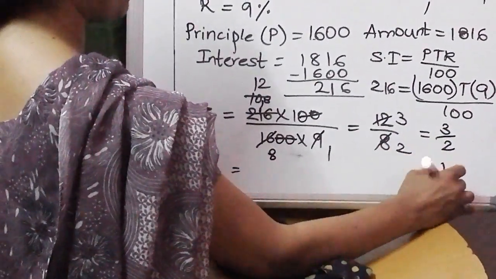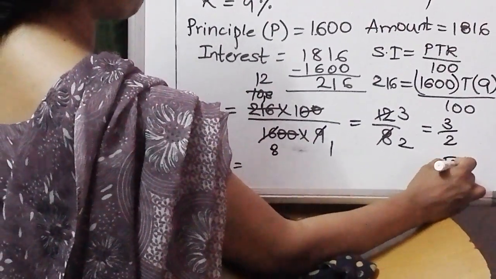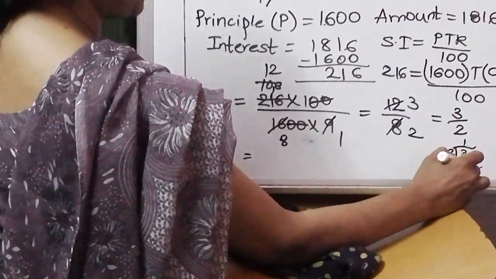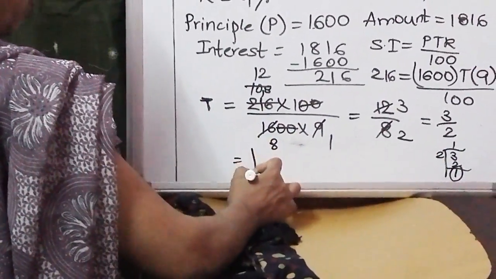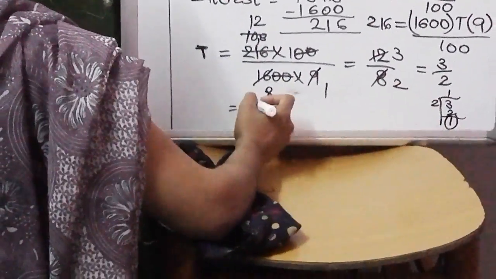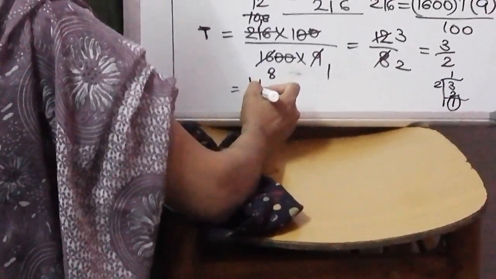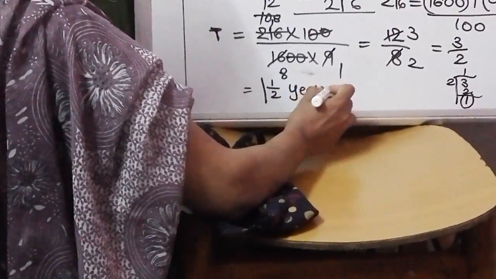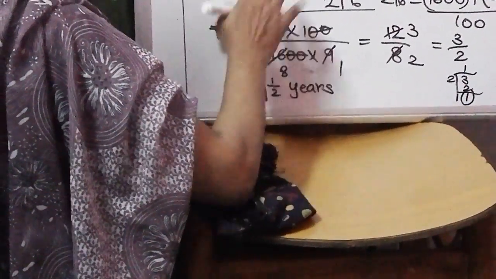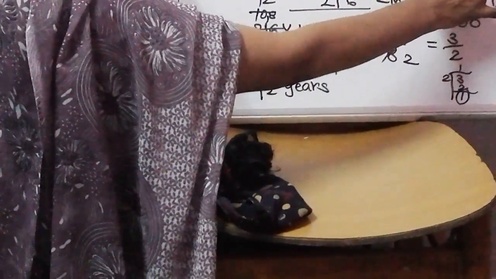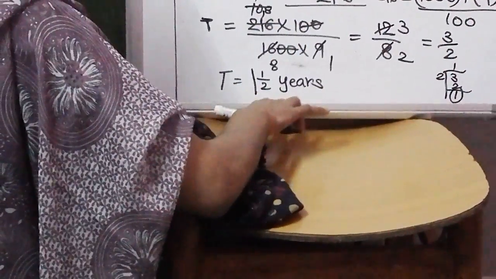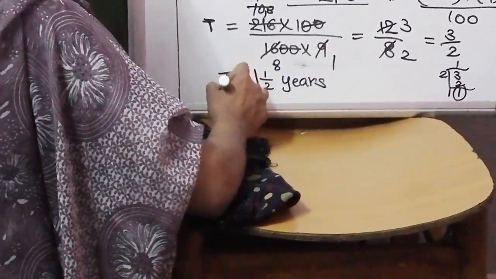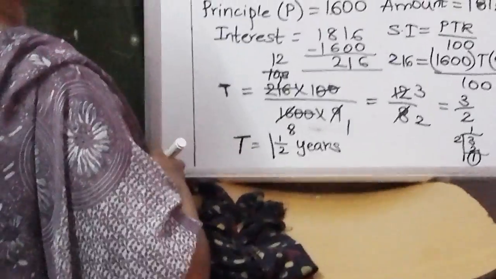Convert this 3 by 2 into mixed fraction. 2 ones are 2. So the remainder is 1. So you have 1 in the quotient, remainder is 1 divided by 2. So the time you need to make this amount grow to 1816 rupees is 1.5 years. Understood this problem, children?